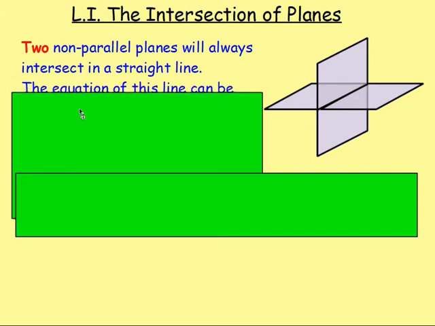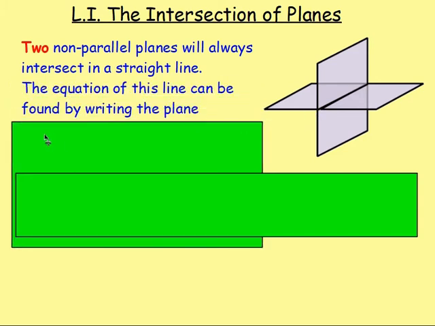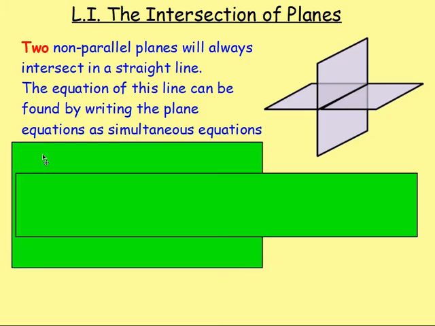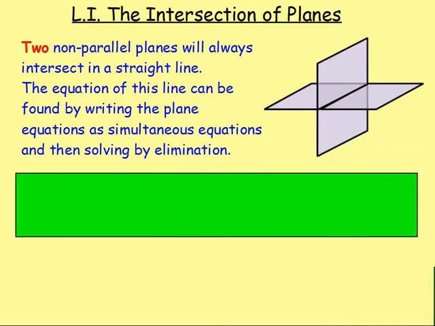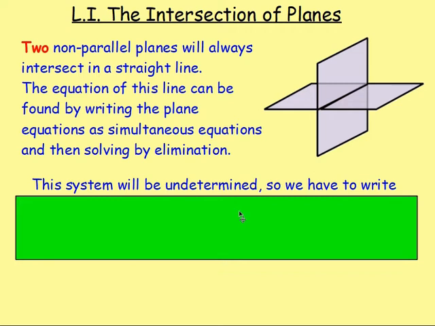You can find the equation of that line, and it can be done by writing the plane equations as simultaneous equations and then solving using elimination. However, because you're wanting to write the equation of the line, you need your x, your y, and your z, so you've got three unknowns, that can't be solved with only two equations. If you had three equations with three unknowns, you could solve them. Four equations with four unknowns, you could solve them. But two equations you can't solve for three unknowns. So that will be undetermined.